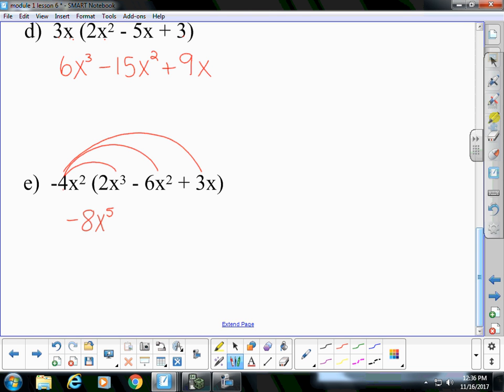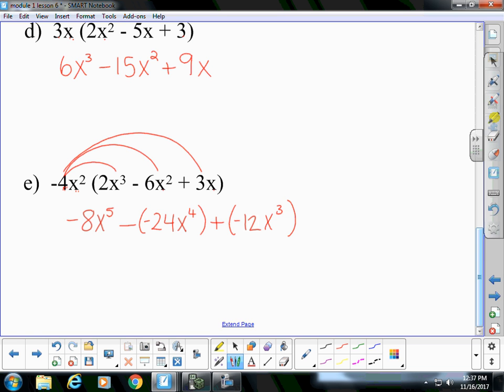Next, always go back to the beginning, the negative 4. We'll bring the minus down. Negative 4 times 6 is negative 24. And x to the second and x to the second makes x to the fourth. Plus negative 4 times 3, that's negative 12. And x to the second times x, that's x to the third.